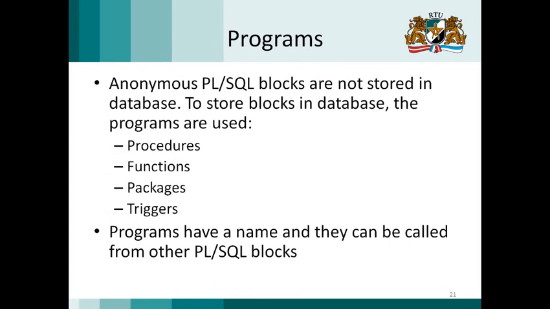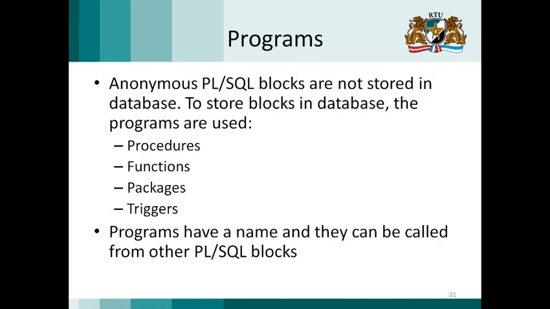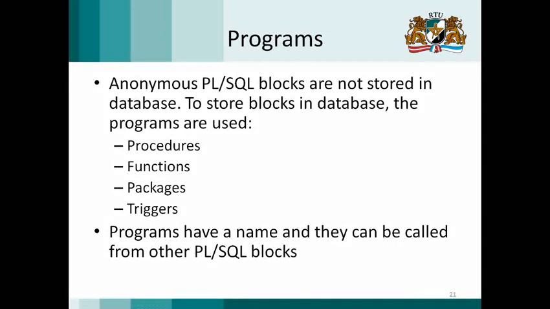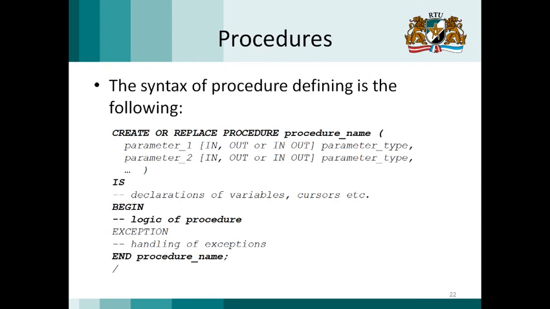As I mentioned, anonymous PL/SQL blocks do not have names, and they are not stored in the database. To store blocks in the database, we use programs, and examples of programs are procedures, functions, packages, and triggers. Programs always have a name, and they can be called from other PL/SQL blocks. And the first of these programs that we will take a look at is procedures.